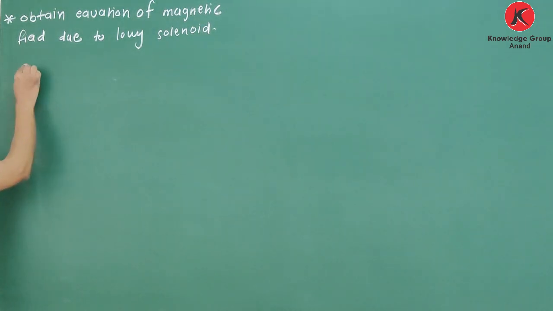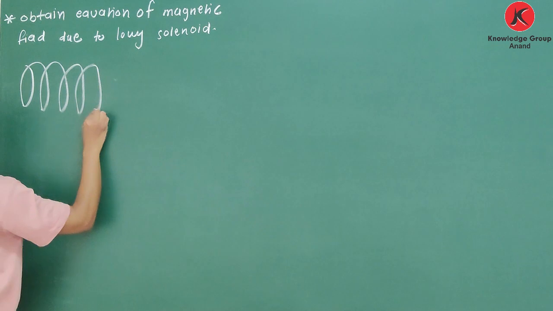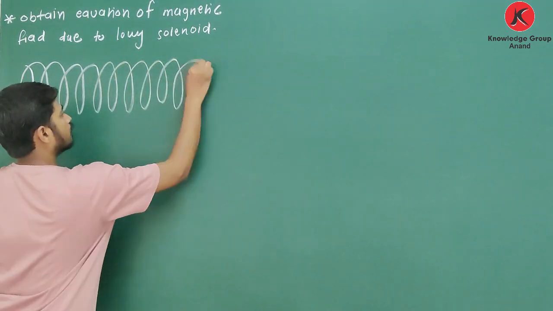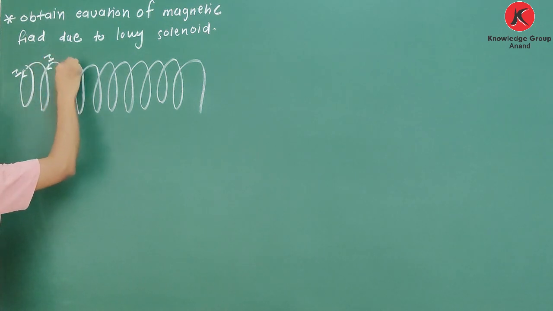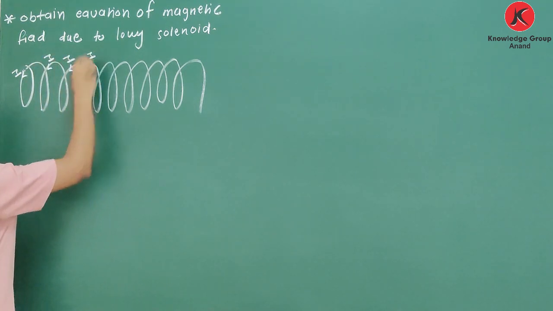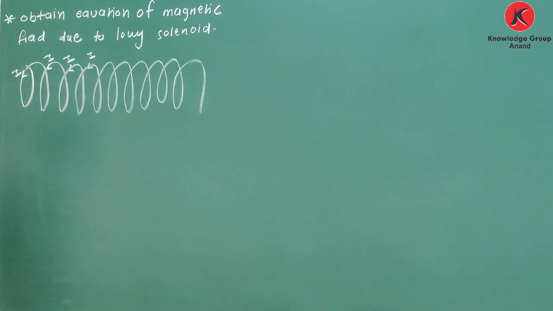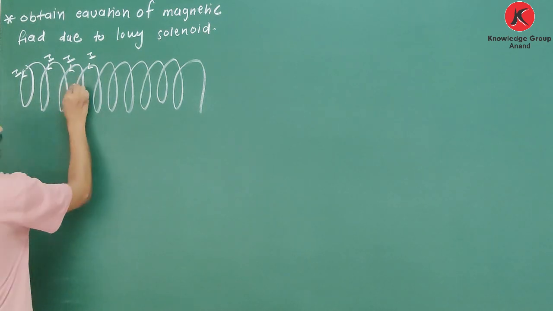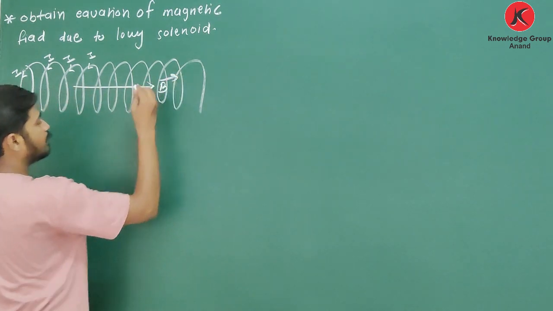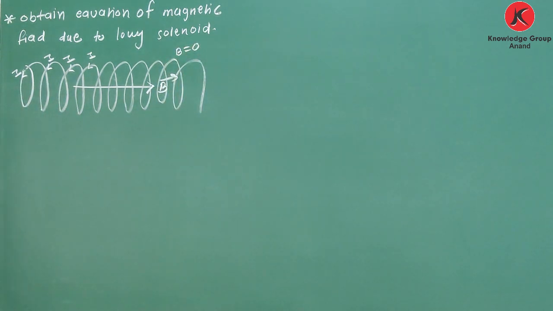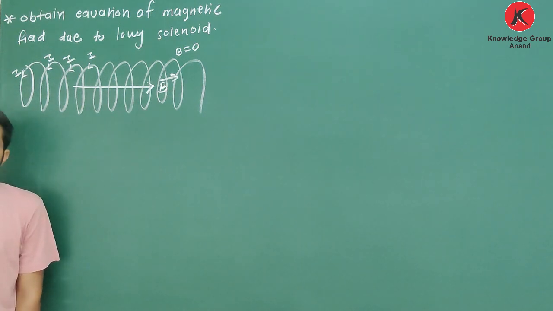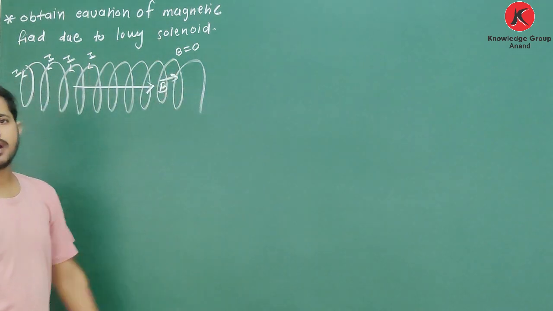Okay, let it be one solenoid. Current is flowing in this direction, for example I. So the magnetic field is uniform inside and parallel to the axis, while outside the magnetic field is 0. Clear about this? Now I am taking the cross section area of this solenoid.